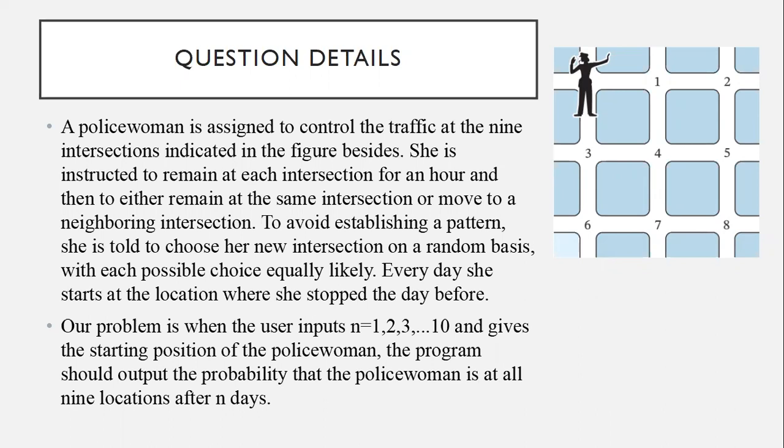Our problem is, when the user inputs n equal to 1, 2, 3 until 10 and gives the starting position of the policewoman, the program should output the probability of the policewoman being at all 9 locations after n days.